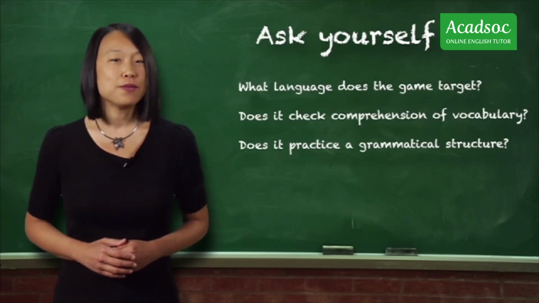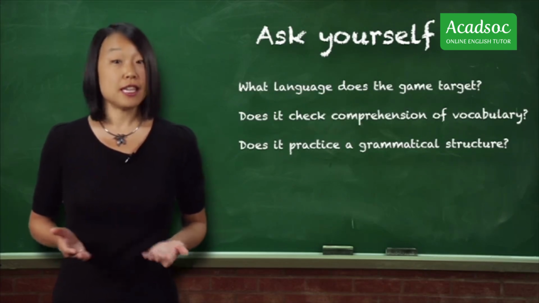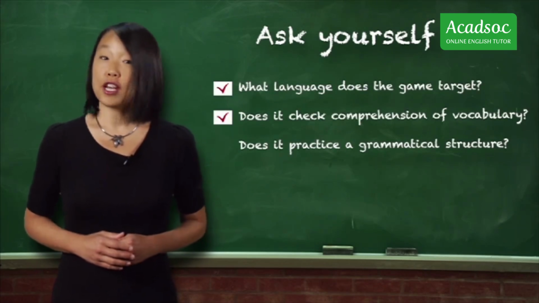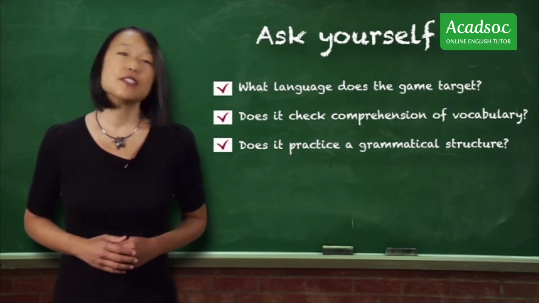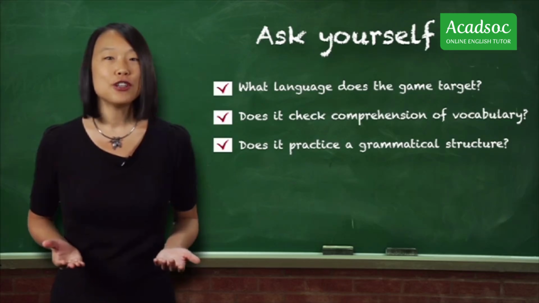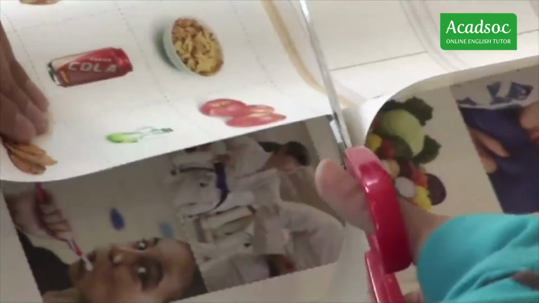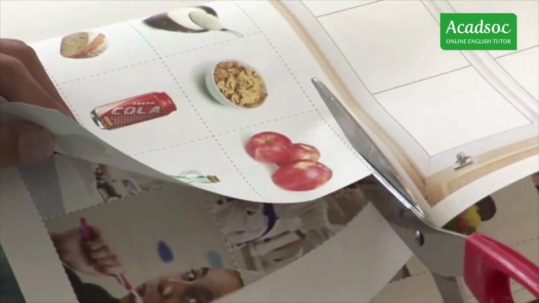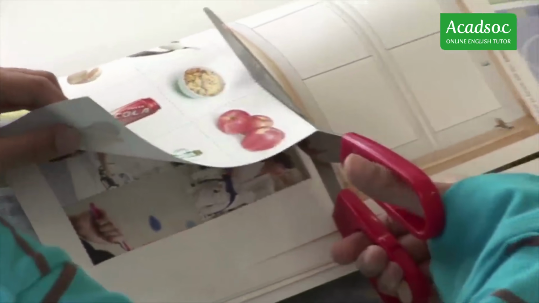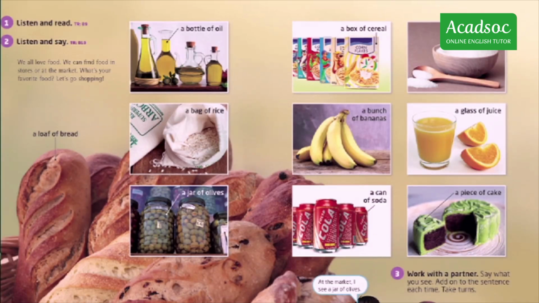Ask yourself, what language does the game target? Does it check comprehension of vocabulary? Does it practice a grammatical structure? Let's take a look at one game in Level 3 in the unit, What's for Dinner? In this board game, students cut out pictures of different foods, which include the vocabulary for the unit, such as bowl of sugar, loaf of bread, bunch of bananas, etc.